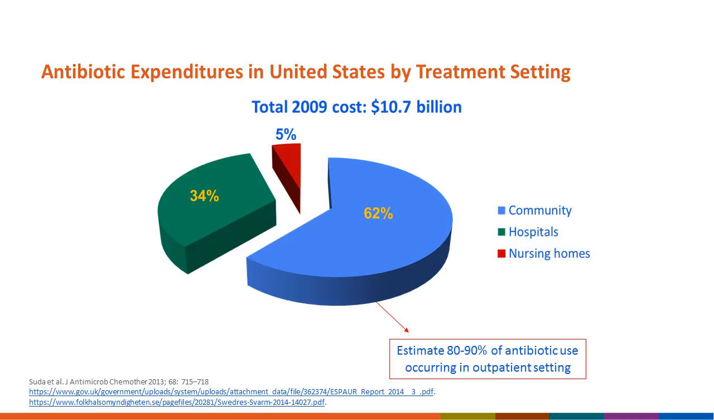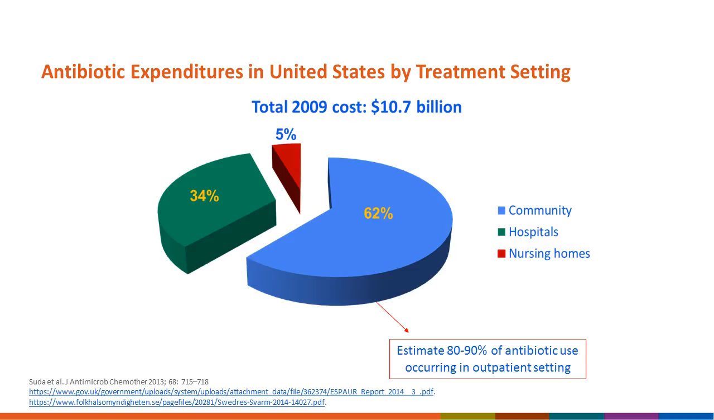So why should we focus on the outpatient setting? Antibiotic stewardship programs are traditionally in the inpatient setting. This graph shows antibiotic expenditures in the U.S. by treatment setting, which totaled $10.7 billion in 2009. Of that $10.7 billion, 62% of antibiotic expenditures occurred in the community or outpatient settings, followed by 34% in hospitals and 5% in nursing homes.